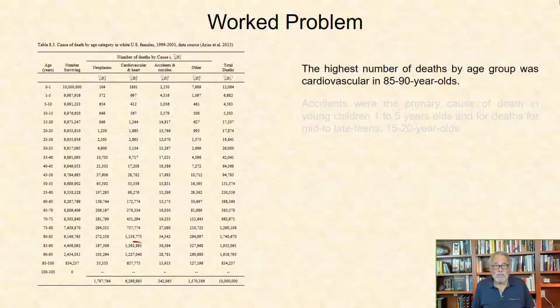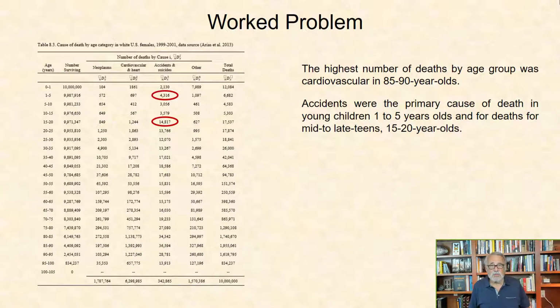The highest number of deaths by age group was cardiovascular in the 85 to 90-year-olds. Accidents were the primary cause of death in young children, 1 to 5-year-olds, and for deaths from mid to late teens, 15 to 20-year-olds.